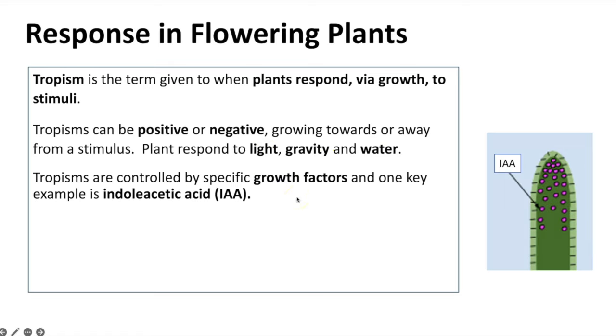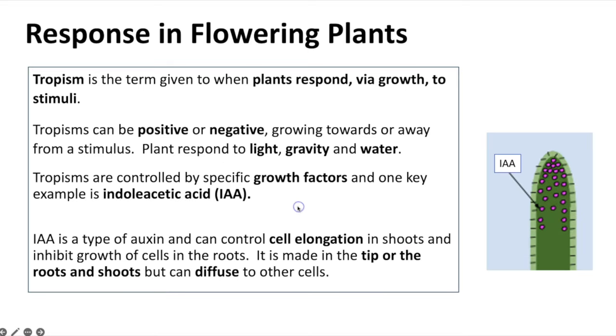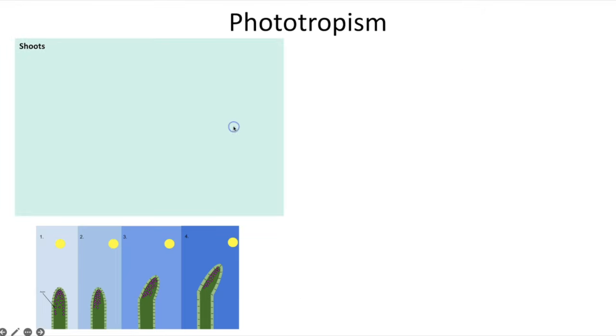Tropisms are controlled by specific growth factors, and one key example is IAA. And that's a type of auxin that can control cell elongation in the shoots of the plants, and actually increases cell elongation in the shoot, and it inhibits the cell elongation in the roots. So if we have a look then at phototropisms, which is an example where it's responding to light.